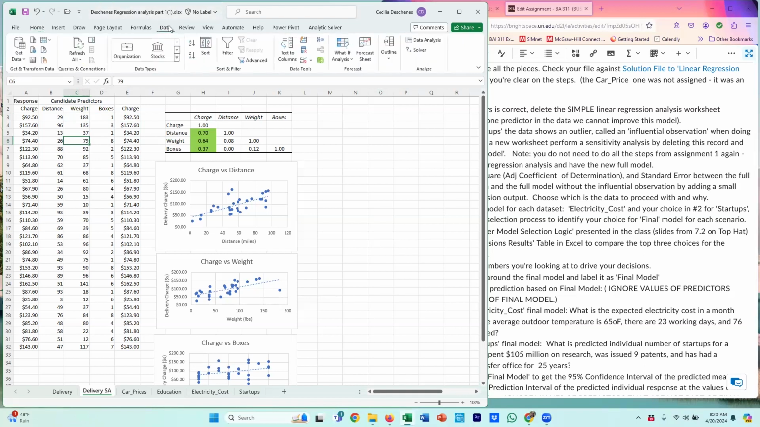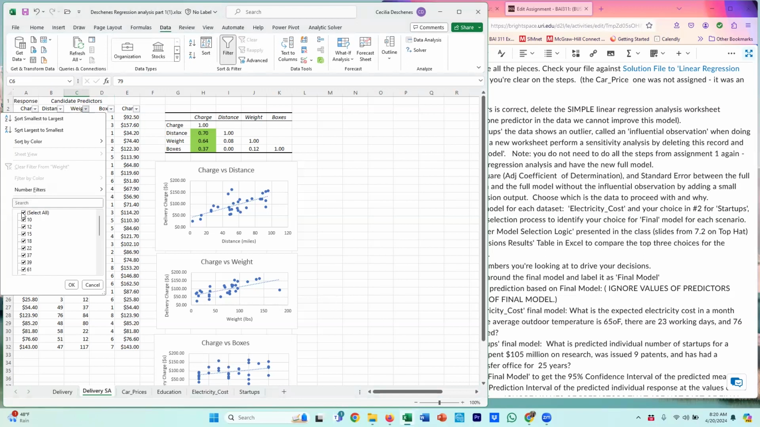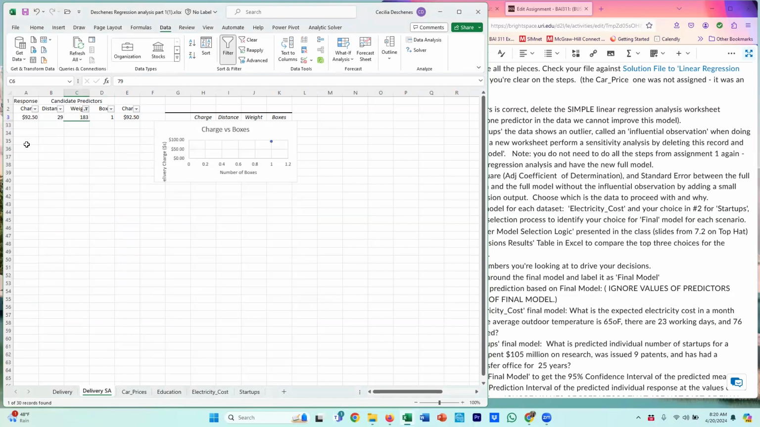Well, pretty easy. You go into data, you create the filters, and you find it. You're like, okay, where is that 183? Oh, there it is. Let me go to that weight because that's a little bit of an outlier weight, and I want to make sure that that's not overly influencing. All right.